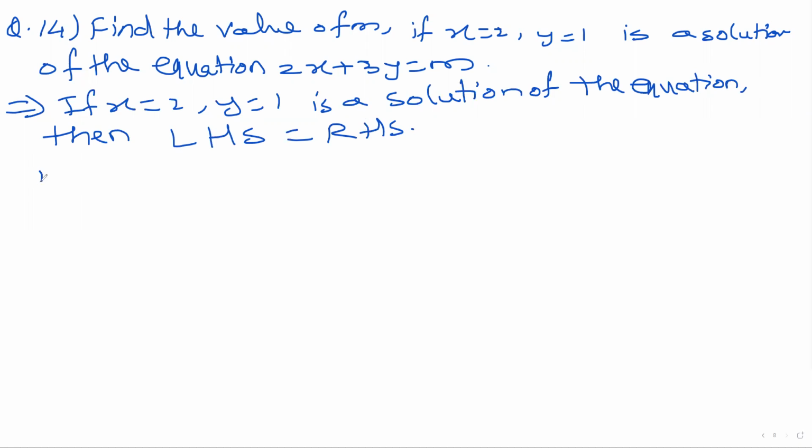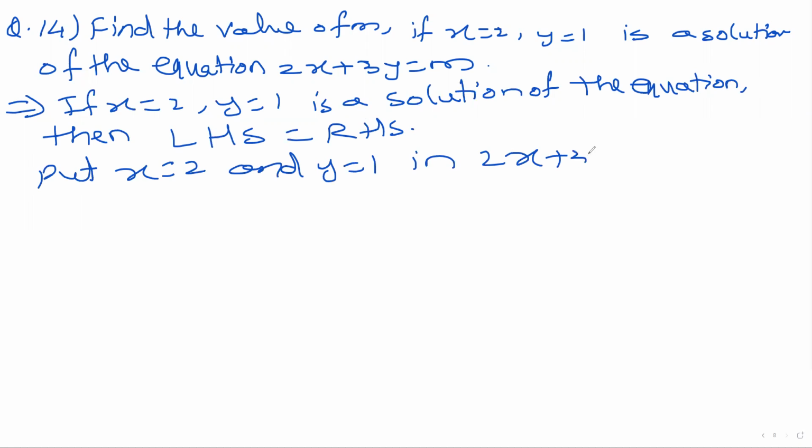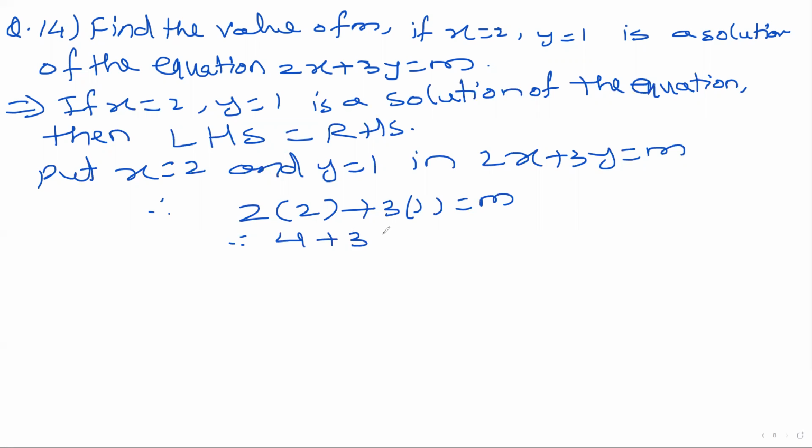Yes, sir. Okay, so put x is equal to 2 and y is equal to 1. You have to substitute these values in 2x plus 3y is equal to m. So 2 into 2 plus 3 into 1 is equal to m. So you get 4 plus 3 is equal to m. That means m is equal to 7. What will be m? 7. Is that clear? It's so easy.